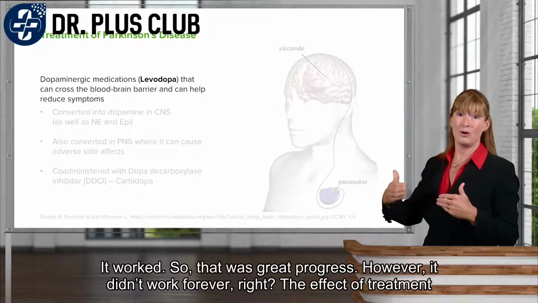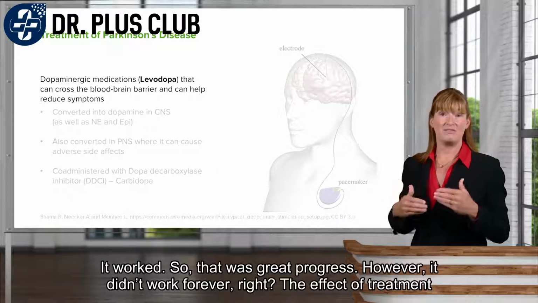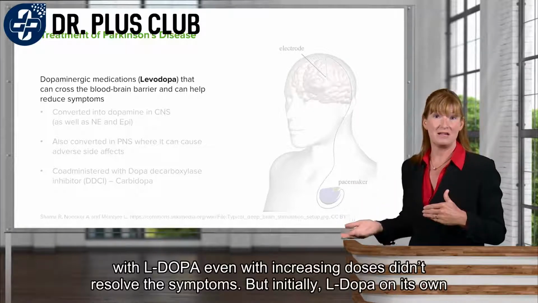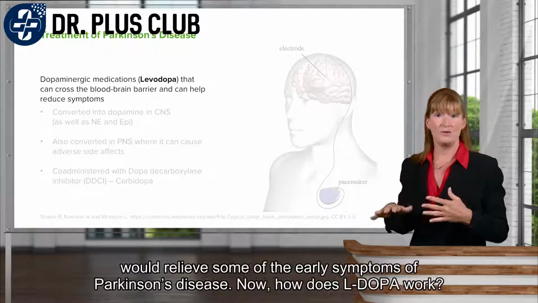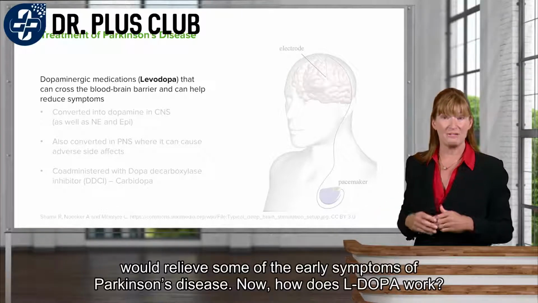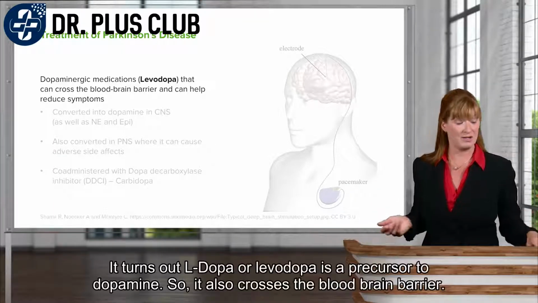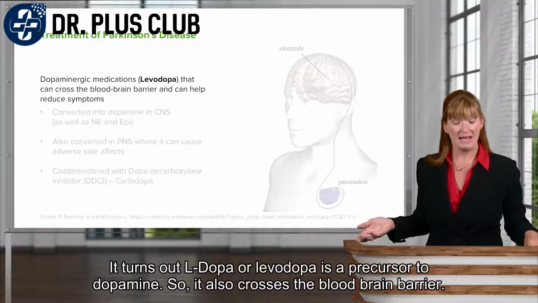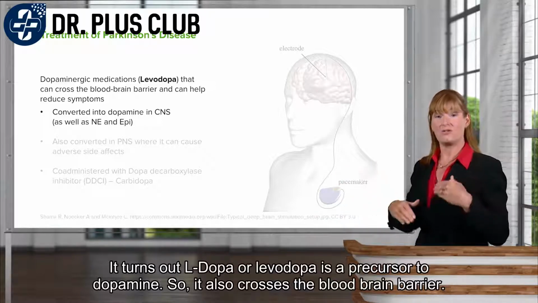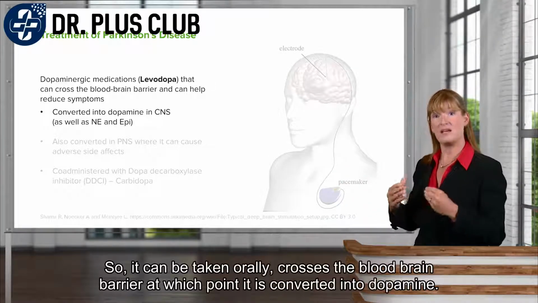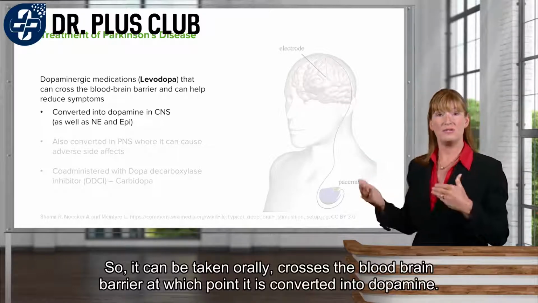However, it didn't work forever, right? The effect of treatment with L-DOPA, even with increasing doses, didn't resolve the symptoms. But initially, L-DOPA on its own would relieve some of the early symptoms of Parkinson's disease. Now, how does L-DOPA work? It turns out L-DOPA, or levodopa, is a precursor to dopamine. So it also crosses the blood-brain barrier, so it can be taken orally, crosses the blood-brain barrier, at which point it is converted into dopamine.